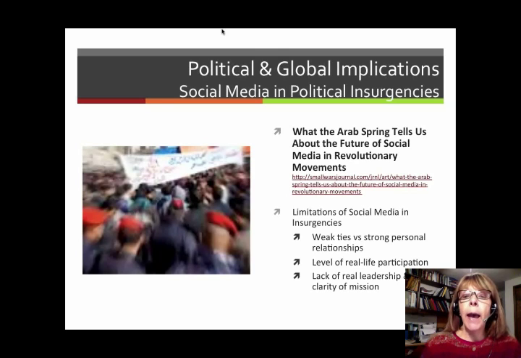If you look at this Small Wars Journal article that is listed on the right, it notes the limitations of social media in revolutionary movements: that people can like things and support things on social media, but it doesn't mean their money is where their mouth is, that there could be weak ties, and you really need strong personal relationships in order to make a difference.